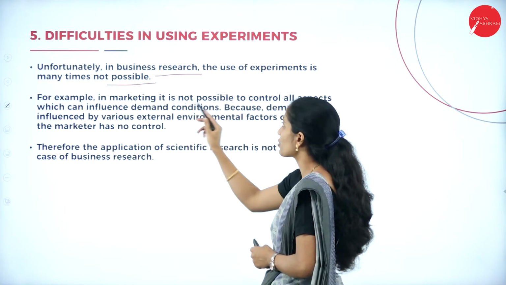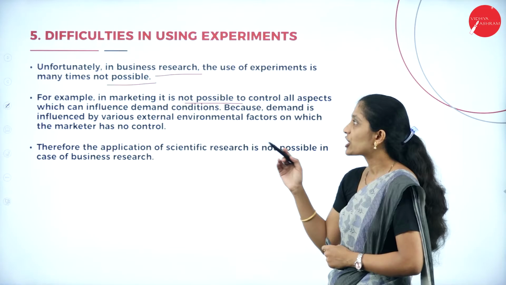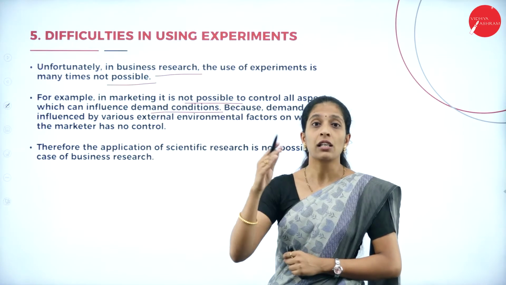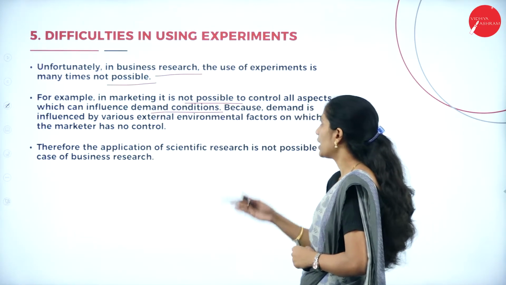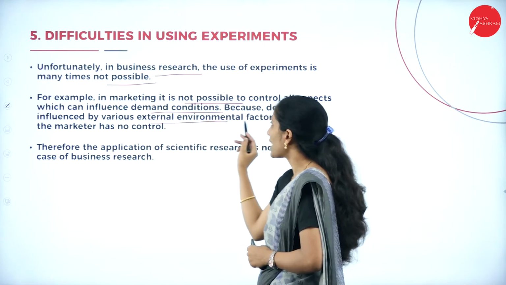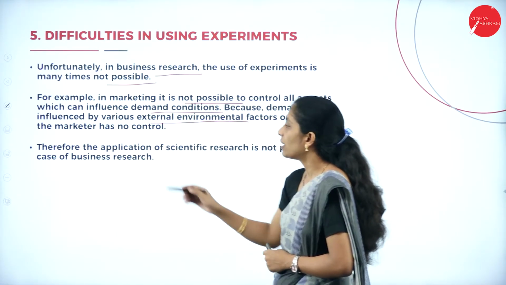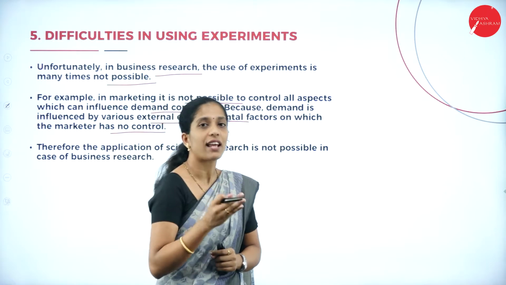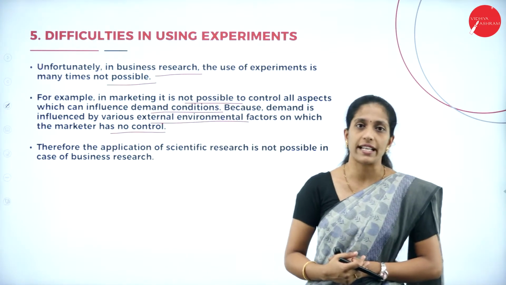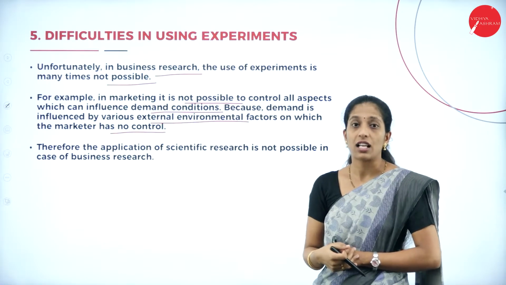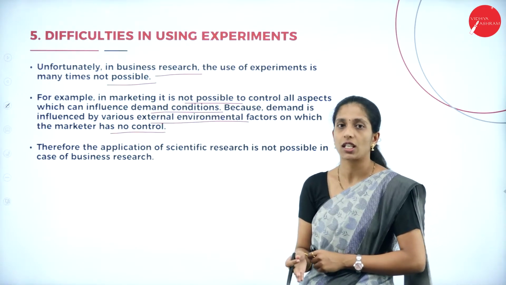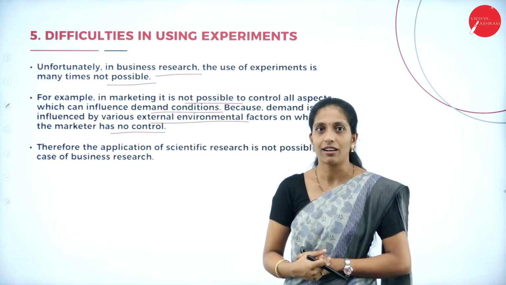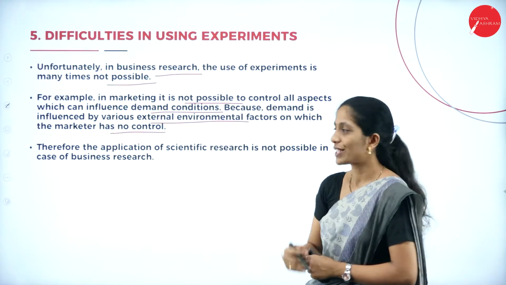For example, in marketing, it is not possible to control all the aspects which can influence the demand conditions. Here the demand for a particular product may increase or decrease. It keeps on fluctuating because demand is influenced by various external environmental factors on which the marketer has no control. The external environment keeps on changing. We can't avoid those external factors in an organization. If we talk about the market itself, there are a number of external factors which keep on changing. The organization does not have control over those external factors in marketing also. So it becomes difficult to use the experiment.